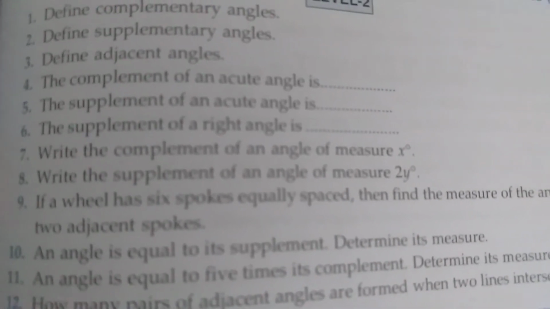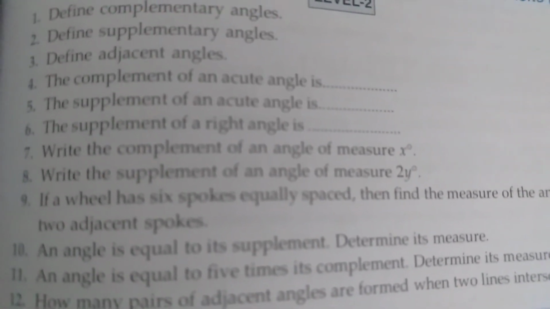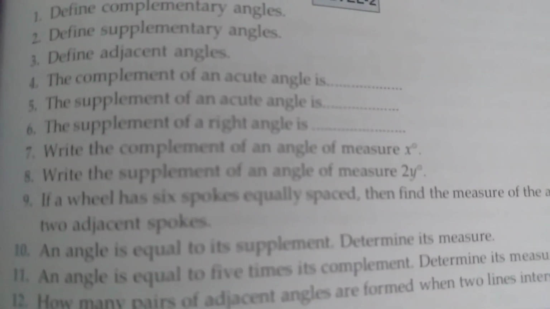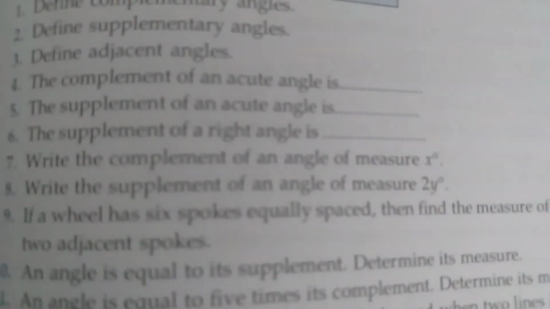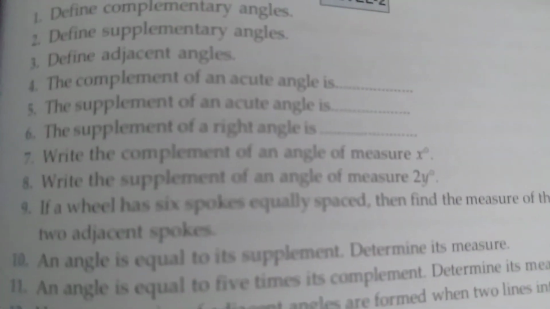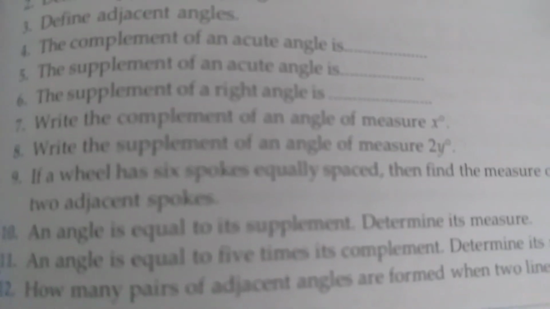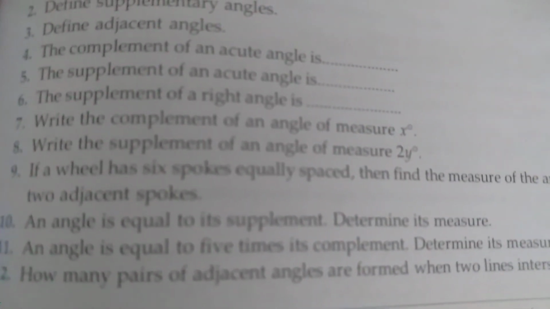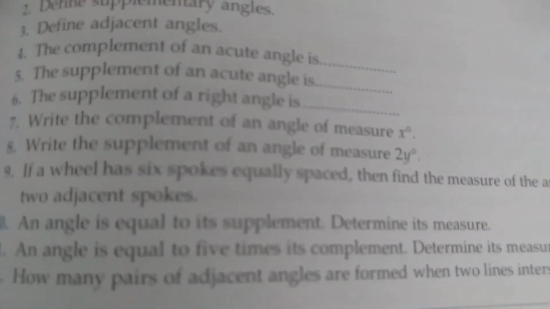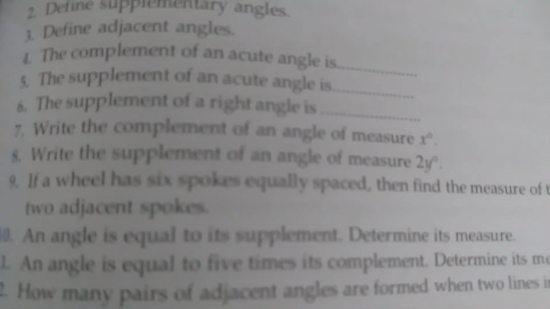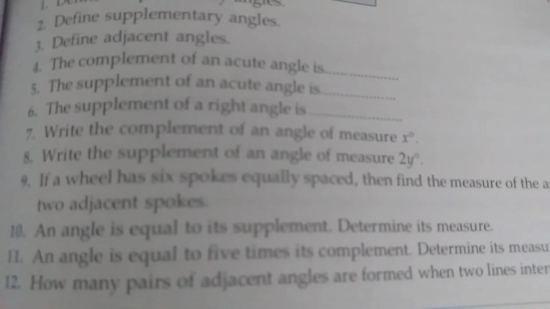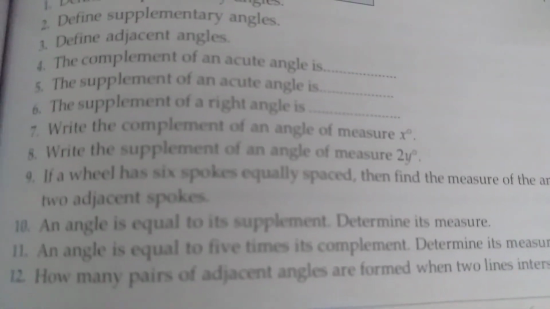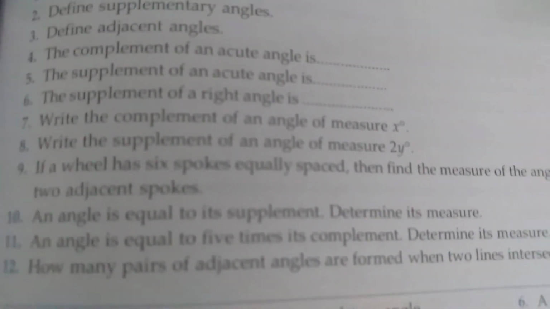Write the complement of an angle of measure x degree. So that would be 90 degree minus x, because complementary angles are called when two angles sum up to 90 degree. Write the supplement of an angle of measure 2y degree. That would be 180 degree minus 2y degree, because the supplement of an angle would be 180 minus the angle.